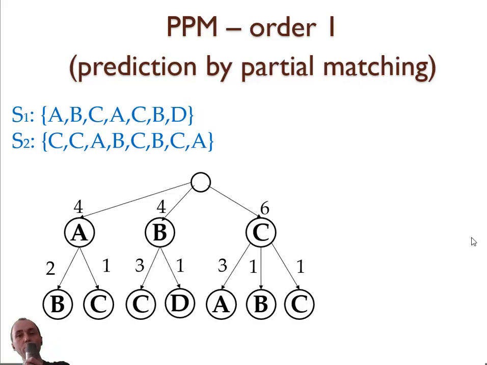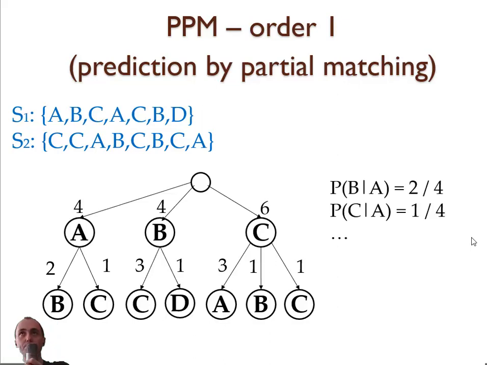Now again, we can use this to make some prediction. So now we want to calculate the probability that B will follow A. It is the number of times that B follows A, so it is here, 2. It's divided by how many times we have A, that means 4. So we take the 2 and we divide by 4, and it gives you the probability that B follows A.